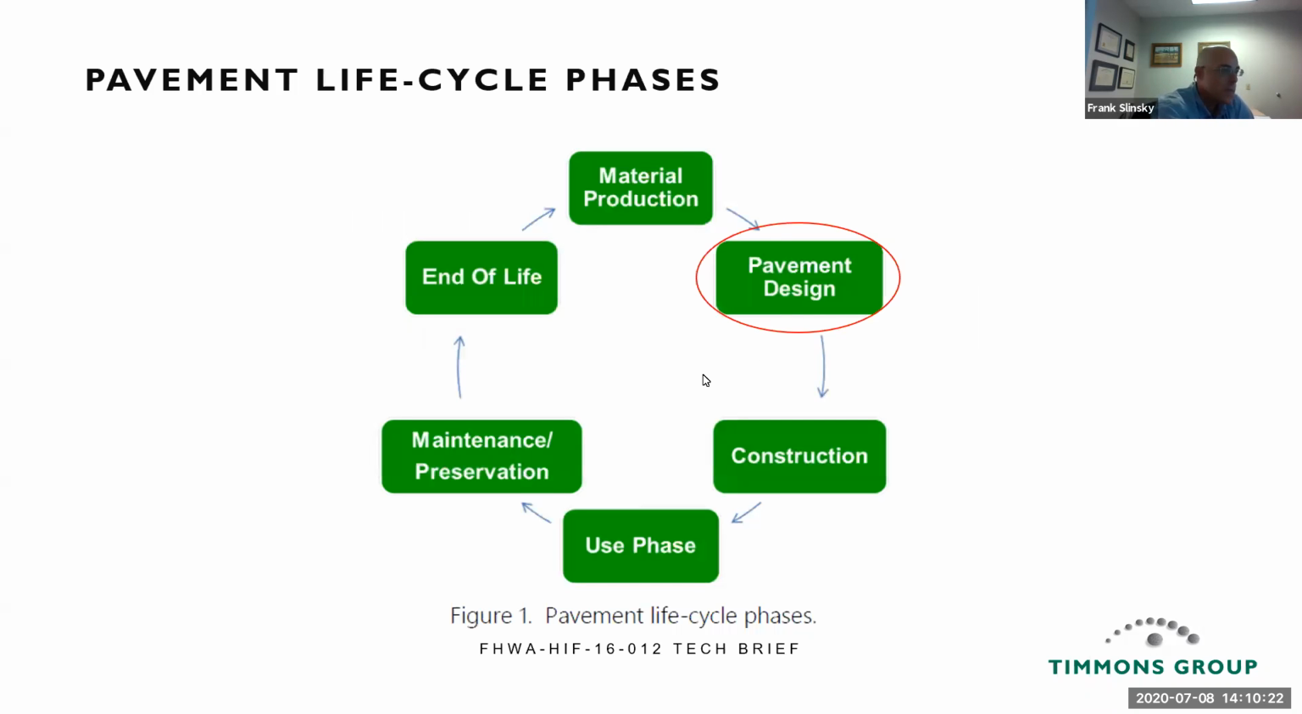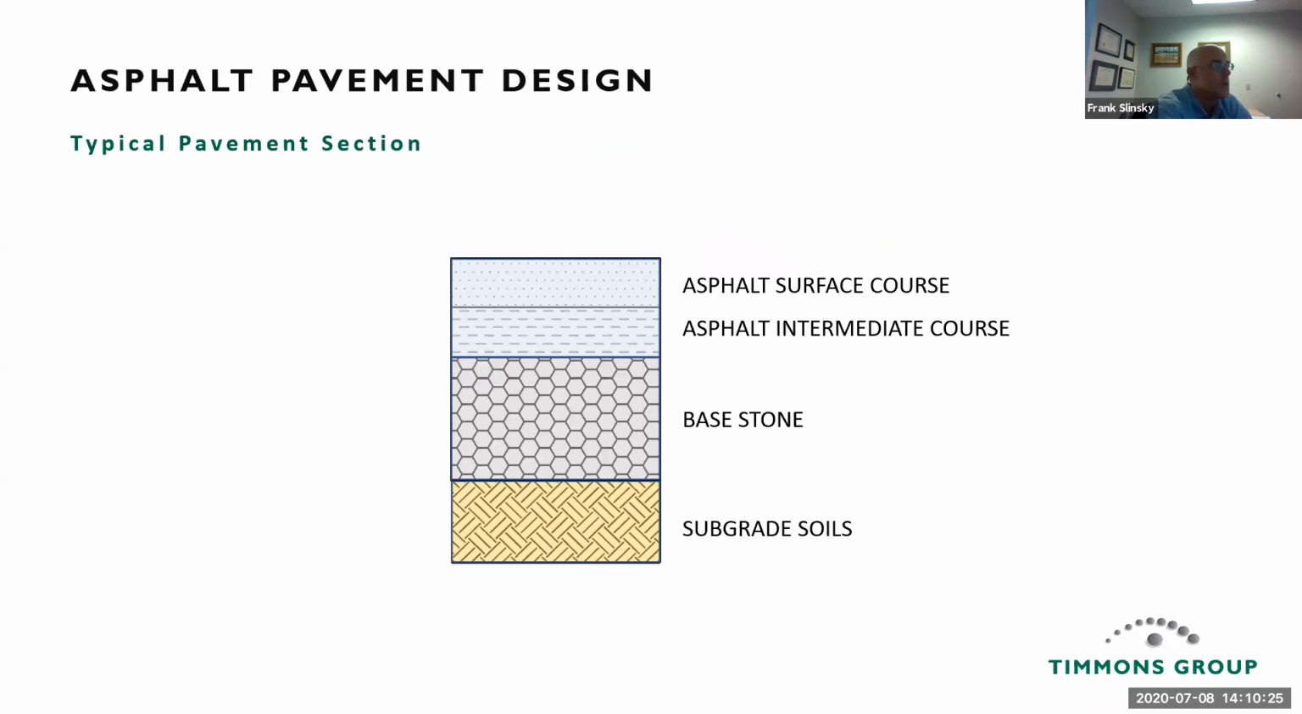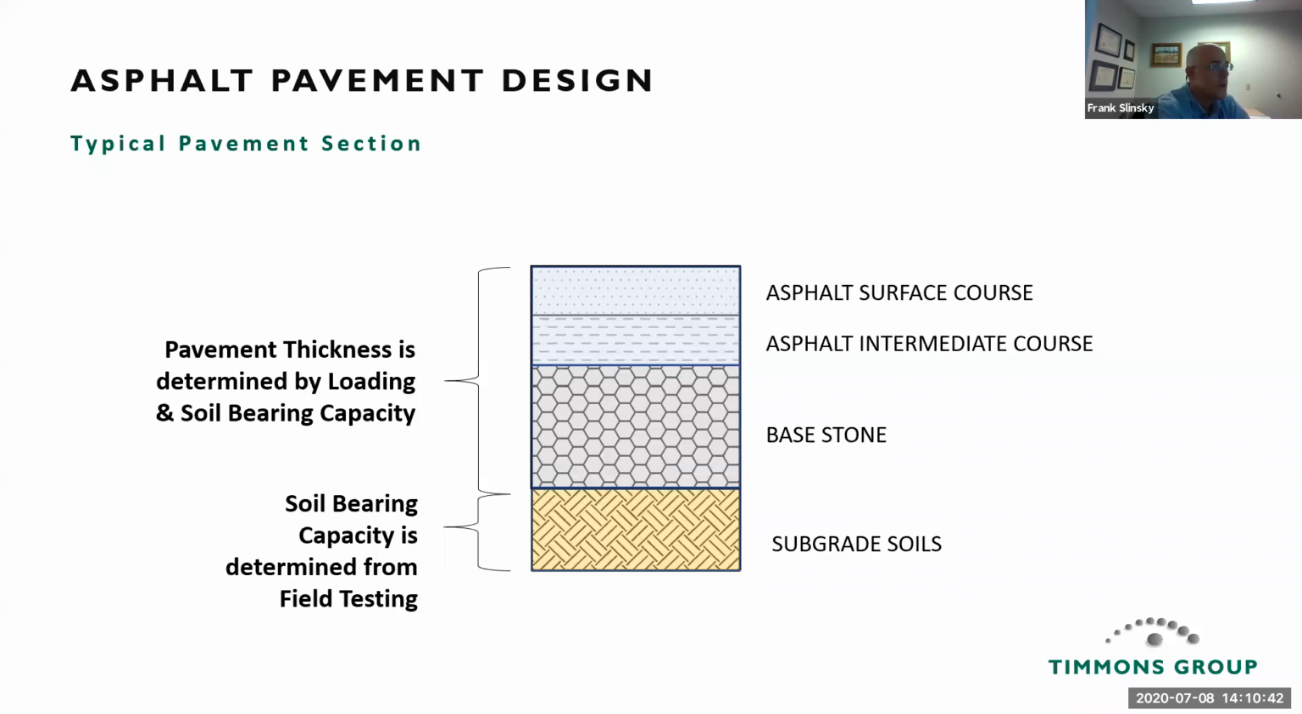So pavement design. This is a typical pavement section where you have an asphalt surface course, an asphalt intermediate course, base stone, and then subgrade soils. The pavement thickness is determined by loading and soil bearing capacity. And the soil bearing capacity is determined from field testing.